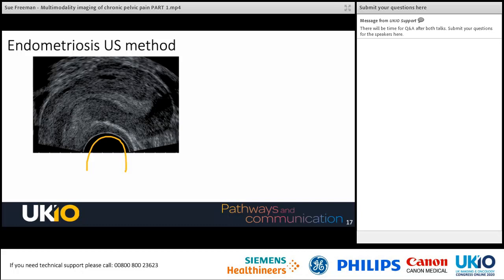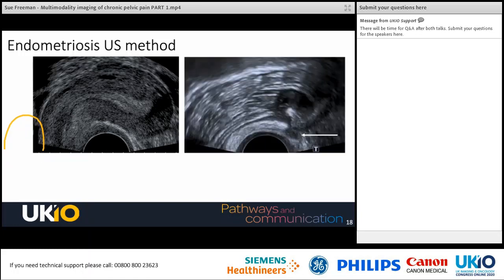Once you've found the torus uterinus, it's important to sweep left and right from this point along where you imagine the uterosacral ligaments to be. Look for hypoechoic nodules, and importantly, listen to the patient to see if there are any trigger points. The figure on the right is indicating with the white arrow the retrocervical nodule, which is on the left uterosacral ligament. And these patients commonly complain of dyspareunia.